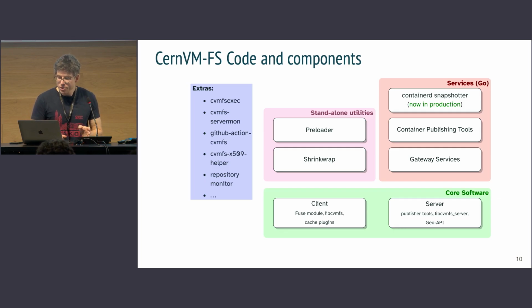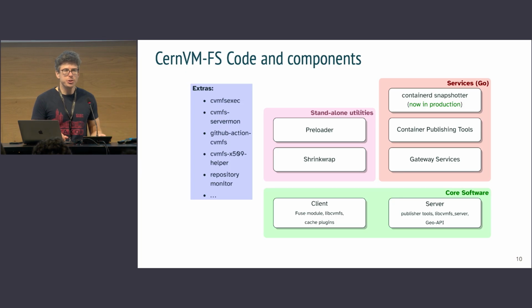We have some services, starting with the gateway, which allows you to have many publishers connected to a single repository to parallelize the authoring. And then we have container publishing tools, in particular the containerd snapshotter. I'm going to talk about this in a bit. I think this is a very interesting piece of technology as well. And there are a few other utilities, the preloader and shrinkwrap. These will help you to deal with systems that have particular constraints and where you need to do special things.